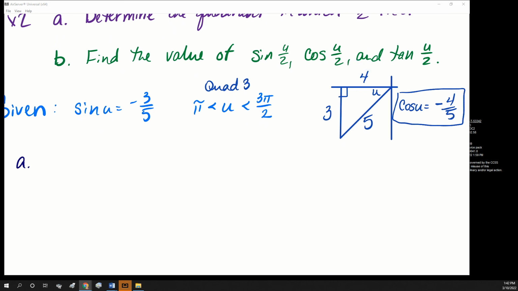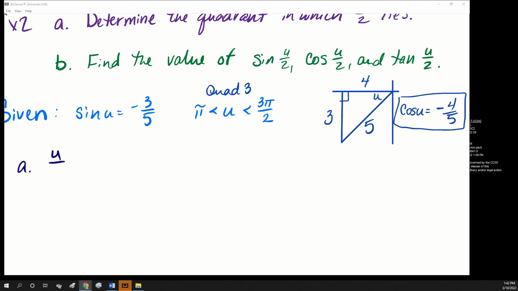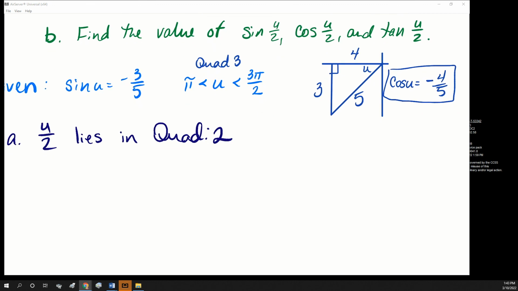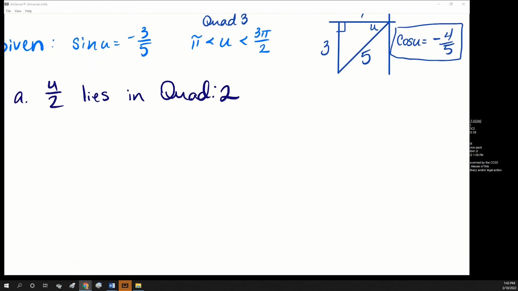So any angle that we pick between 180 degrees and 270 degrees, half of it is going to be in quadrant 2. So u over 2 lies in quadrant 2. Okay, so we're done with that. We do need that to do the rest of it. But let's go ahead and find the sine of half of u.